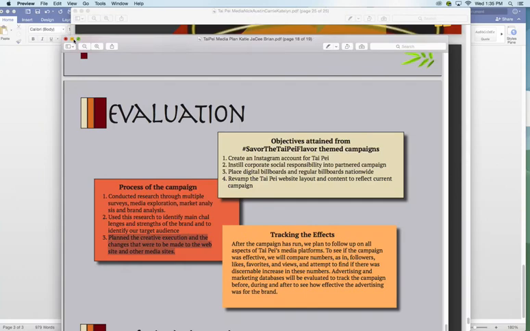Just what you plan to do after the campaign. Is there anything you'd change? Would you keep it the same? And so forth.